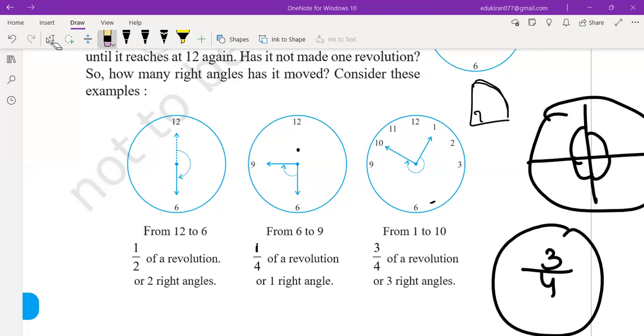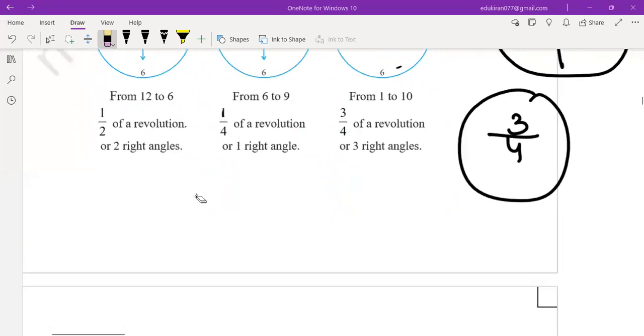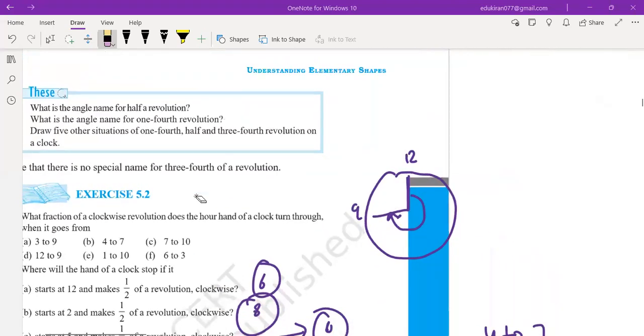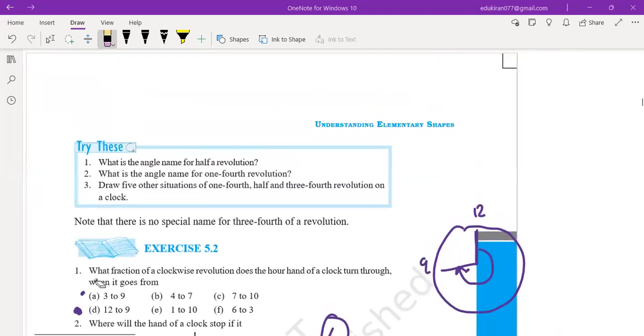I'm done. Done, both of you? Yes, ma'am. Okay. Now coming to this one, you will do this one. What fraction of the clockwise revolution does the hour hand of a clock turn through when? So first you will draw the clock, right? Then for example, 3 is here to 9. It is going from 3 to 9. So you have to tell the fraction. I've already told you the fractions, right? So do this and tell me the answers.